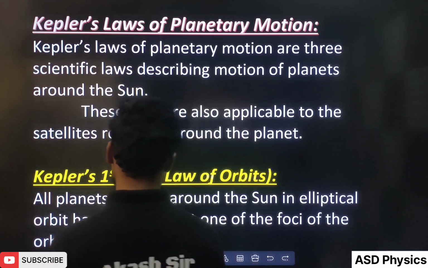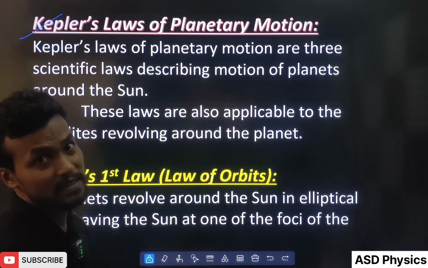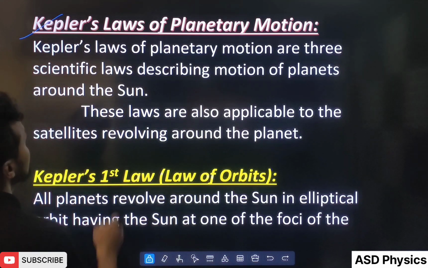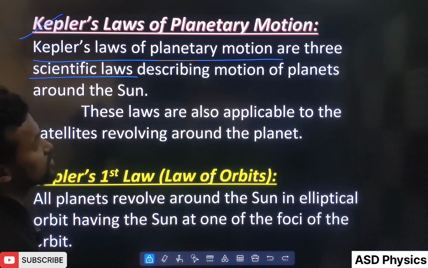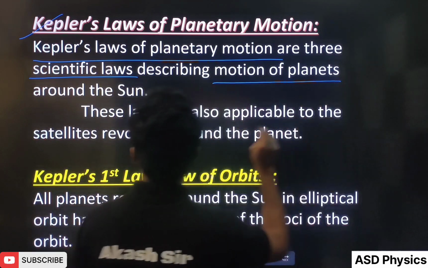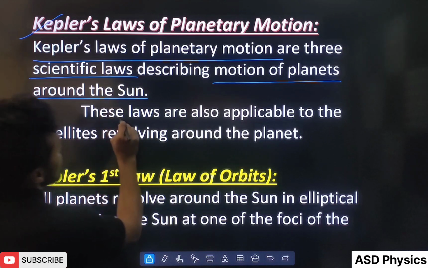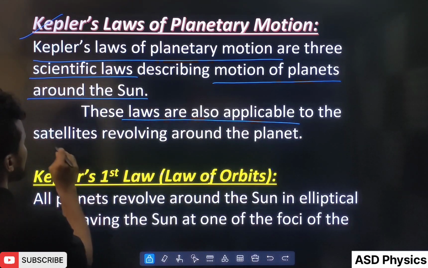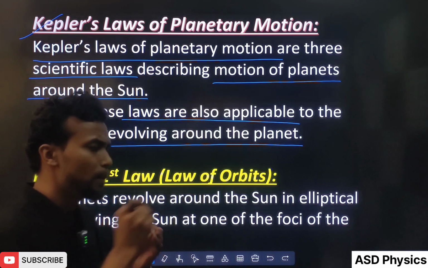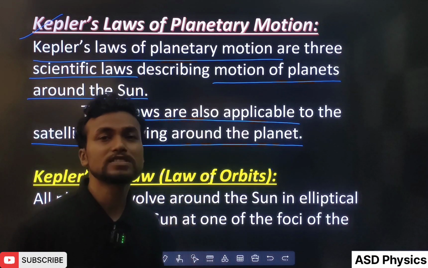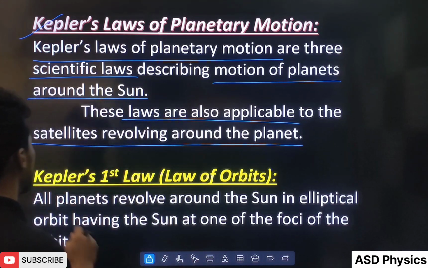So students, here you can see the first thing, Kepler's law of planetary motion. Basics. What are the basics? Kepler's laws of planetary motion are three scientific laws describing the motion of planets around the sun. As I told you. After that, these laws are also applicable to satellites revolving around a planet. That means planets around the sun, and the same basic laws apply even when a satellite is revolving around a planet. Now let's see the first law.